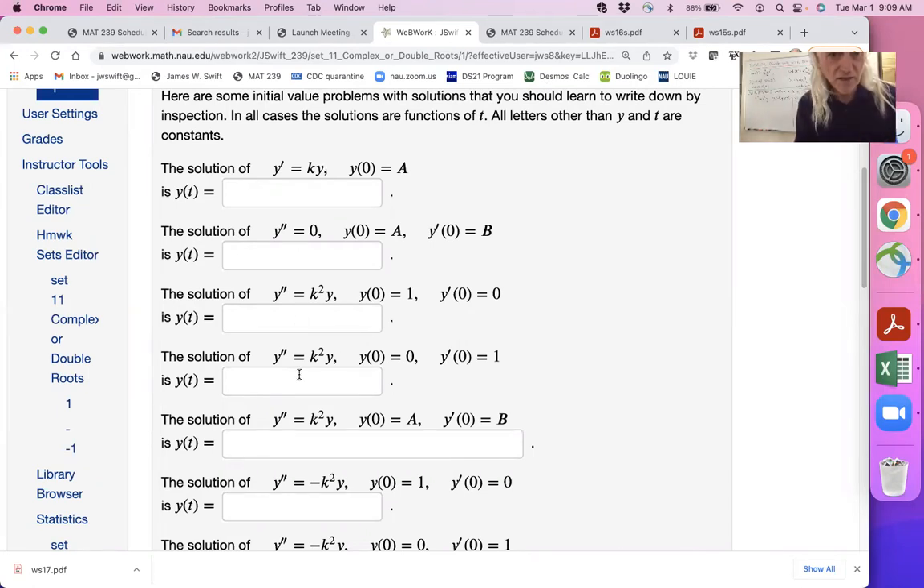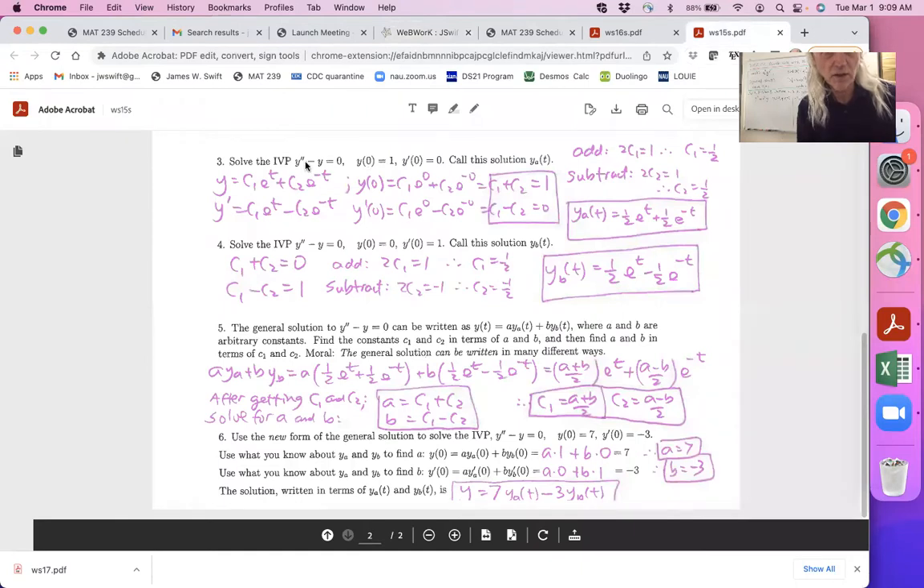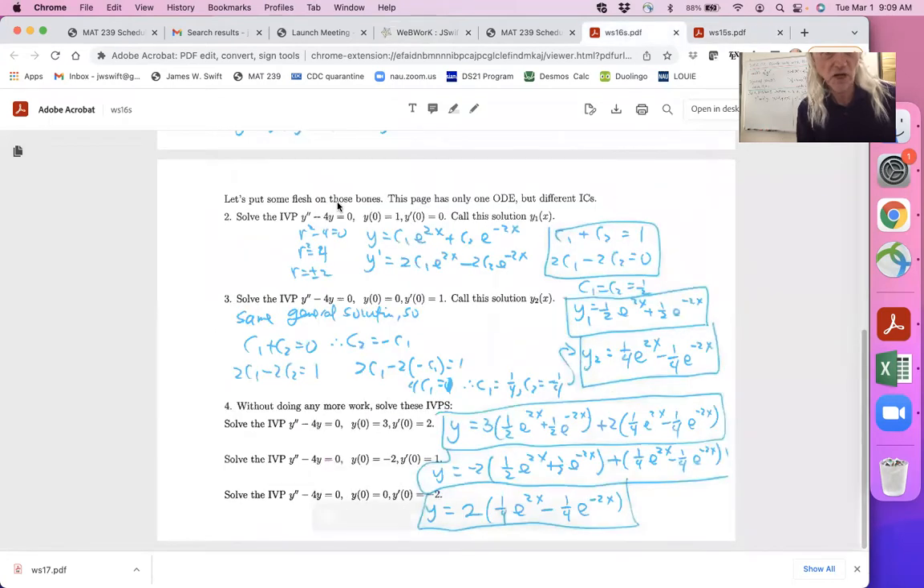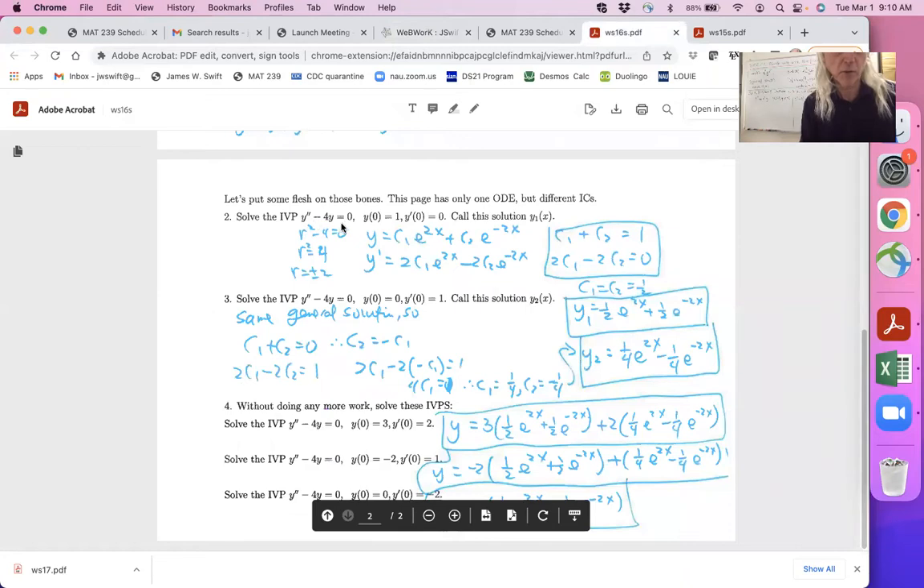I want to focus on these two here. You might have noticed that in worksheet 15, we have an initial value problem of that form, y double prime minus y is 0. So that would be y double prime equals y, so k would be 1. And in worksheet 16, y double prime minus 4y is 0, or y double prime equals 4y, so k is actually 2, because 2 squared is 4.